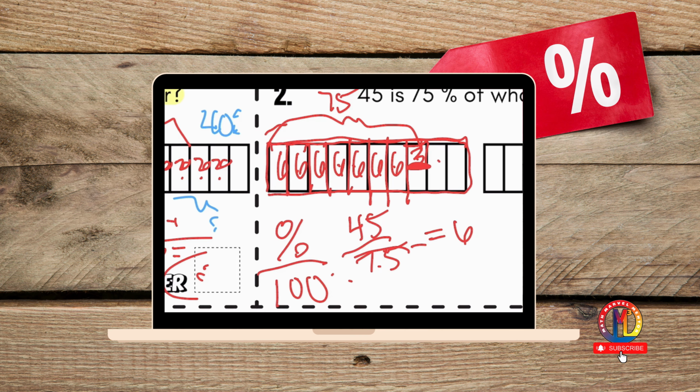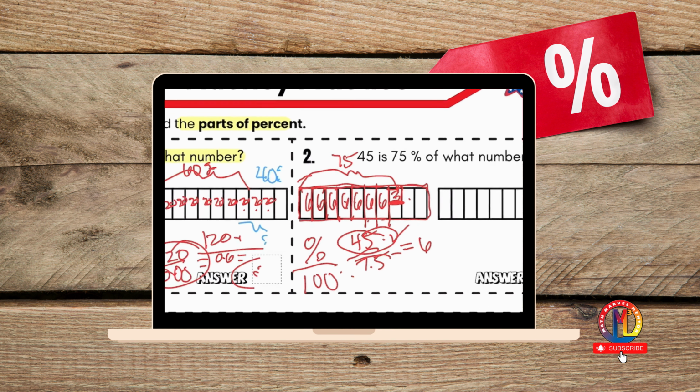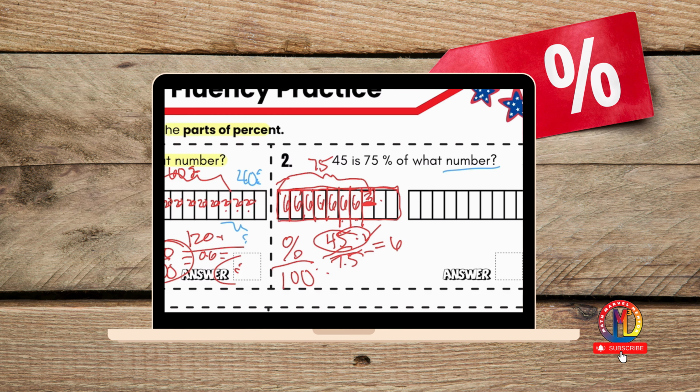So 6 plus 6 plus 6, oh, I could just do multiplication instead of repeatedly adding all of these up. 6 times 7 is, oops, not 35. 6 times 7 is 42, and then 42 plus 3 gets me to 45. So I was right, okay, 45. And then now we need to figure out, it says of what number. So we want to know what this whole amount is.